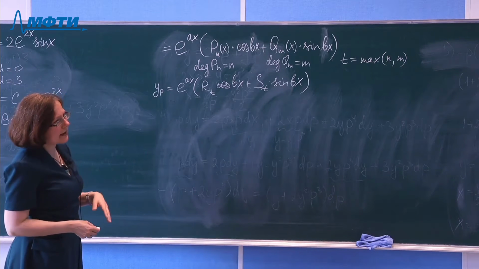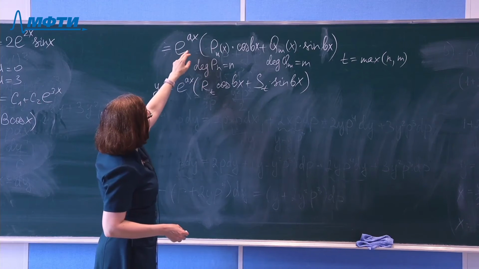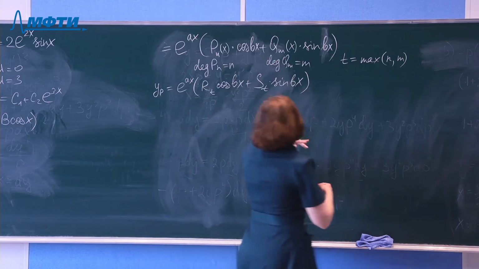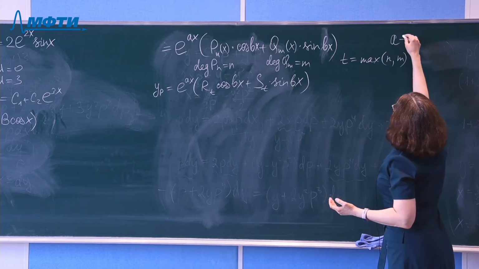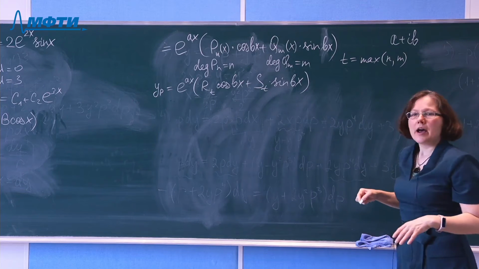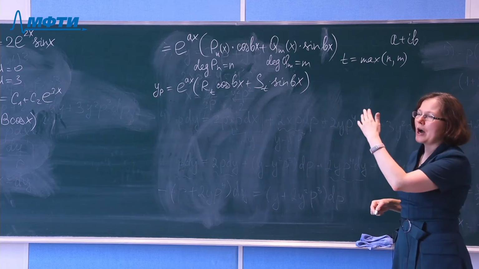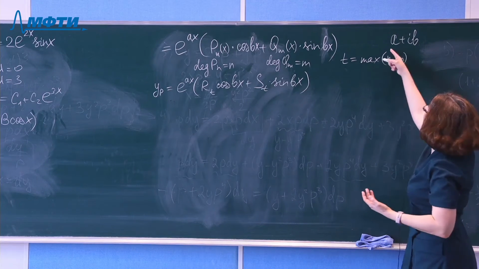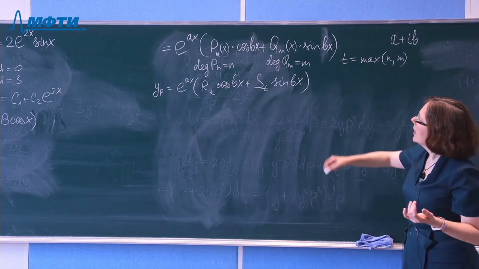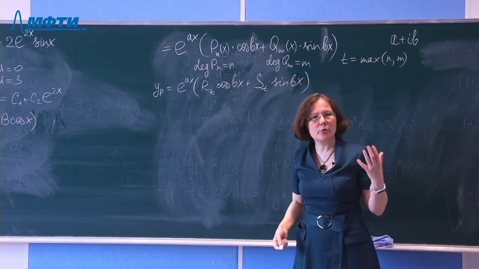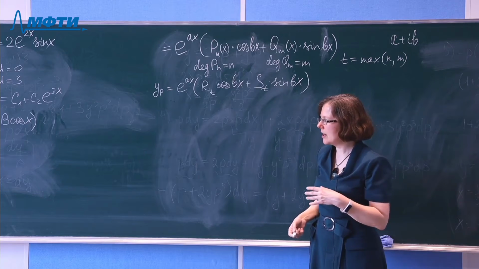Next we will discuss the case of resonance. In this case we can formulate it as follows. We have a resonance if a plus ib is a root of the characteristic polynomial of our homogeneous equation. If this is a root, then we have a resonance. Or, in other words, if the right-hand part of our equation resembles the solution of the homogeneous equation.